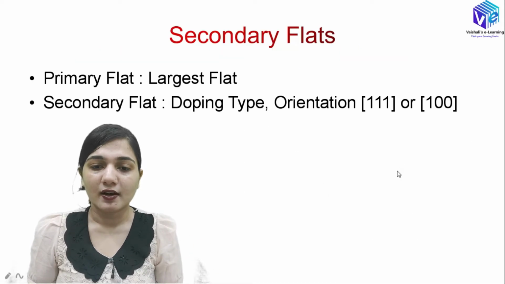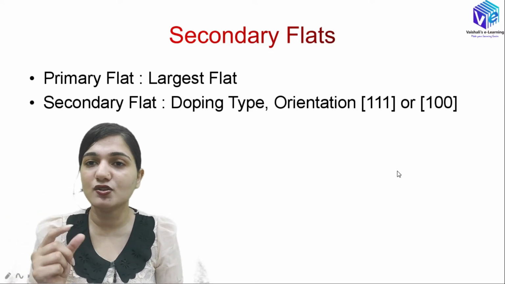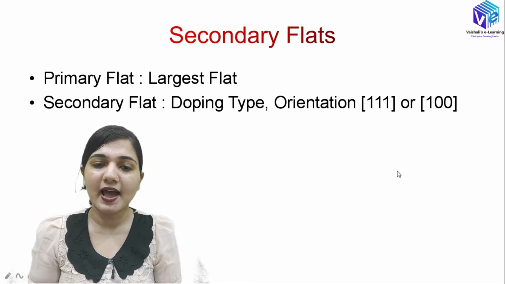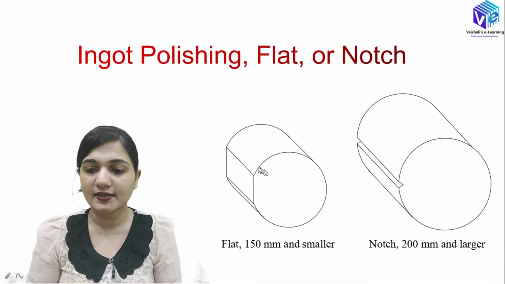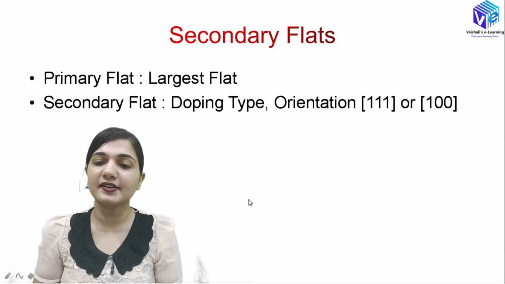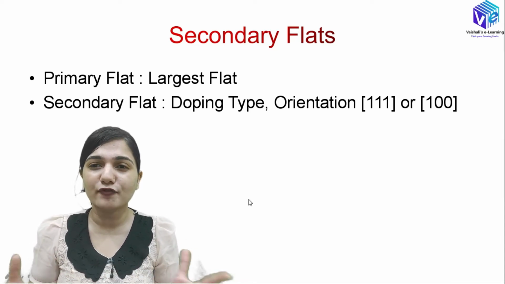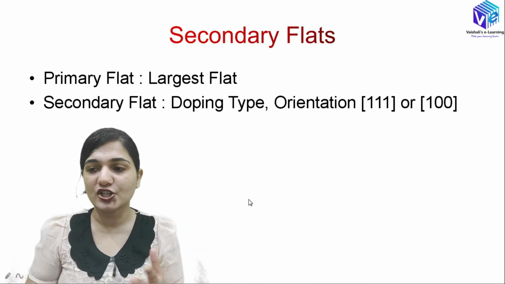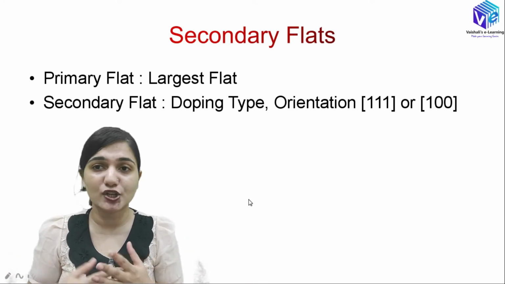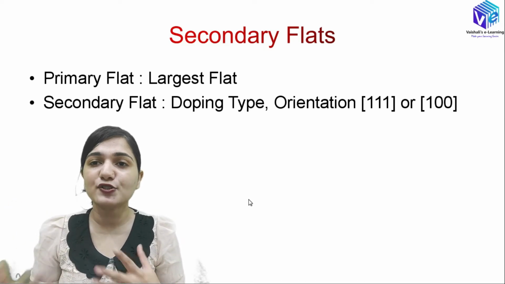If I have to differentiate between the two, I will see how many flat surfaces or notches it has. We can have the primary flat, which will be the largest flat. Here you can see this is acting as the primary flat. Then we have the secondary flat also. Those depict the doping type, whether it is N type or P type, or the orientation, like the 111 orientation or 100 orientation. Based upon that we will have various secondary flats or notches.